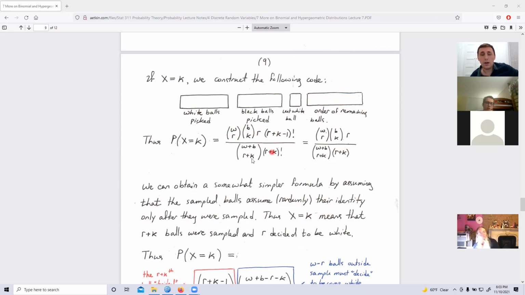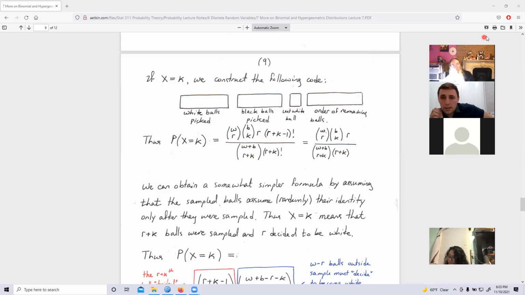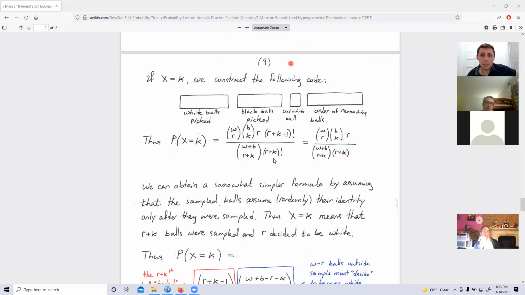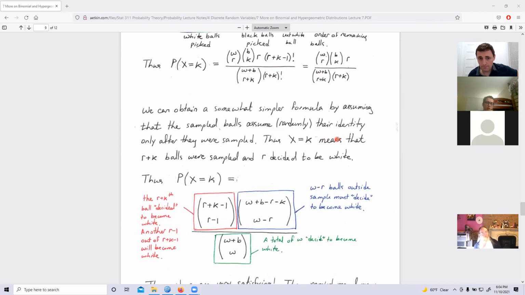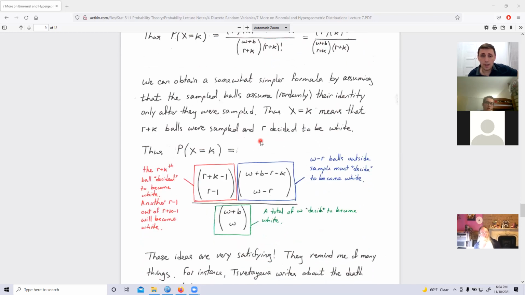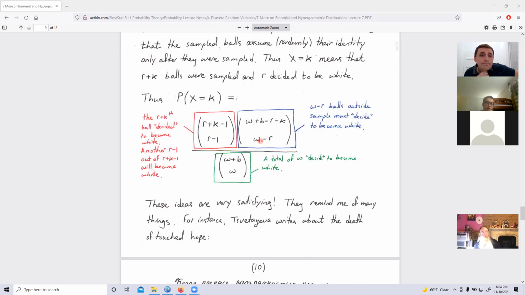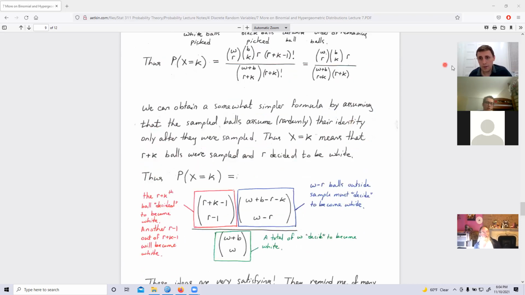Yes, that's the numerator. Now the denominator is simply out of how many sequences, right? So the denominator is W plus B choose R plus K, because this is a sample of size R plus K, and each R plus K balls are equally likely to be sampled. So it would be W plus B choose R plus K times R plus K factorial. And when you simplify, this is the formula that you can obtain. And we can obtain a simpler formula if we want. This is the simpler formula. And this is how it will work. This is a bit more interesting.